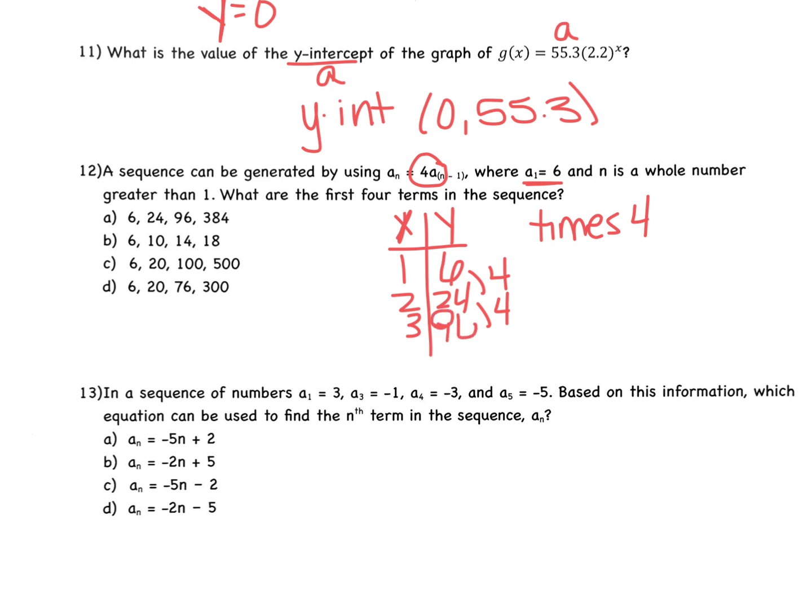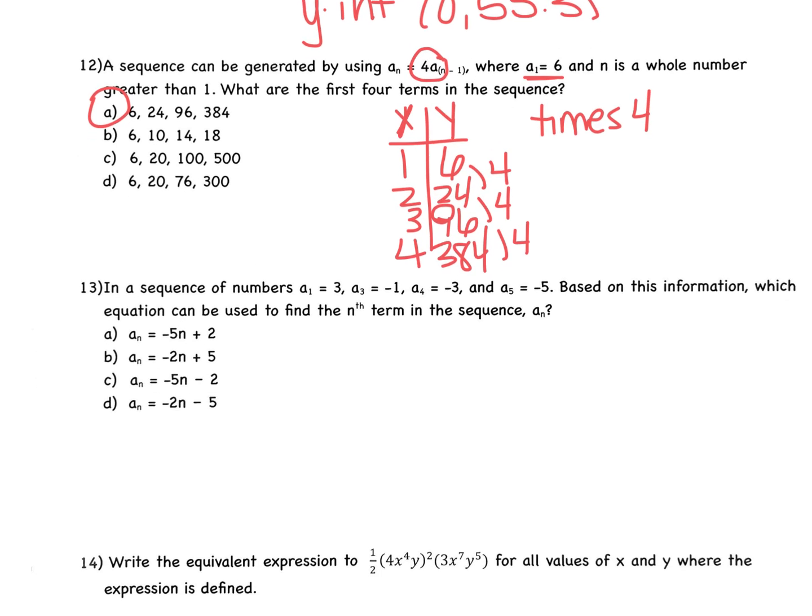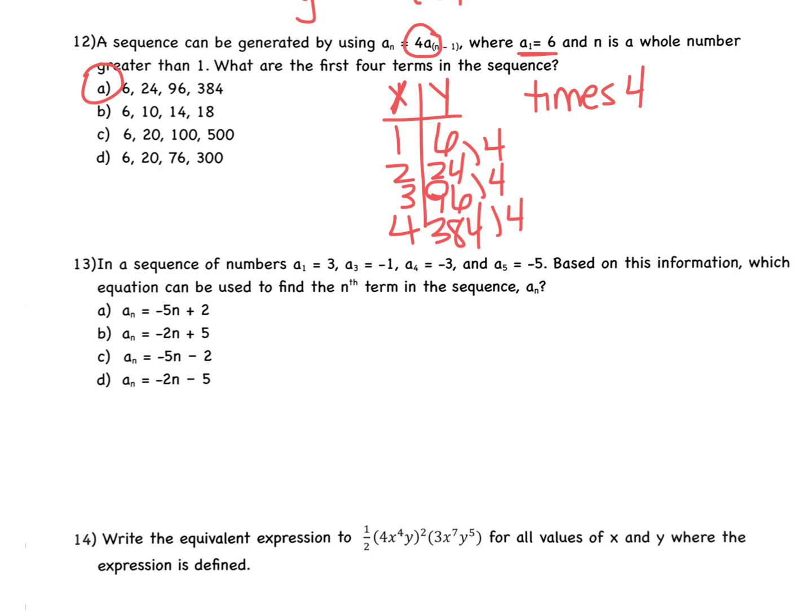And actually, at that point, we could pick our answer. You could keep going if you really wanted to. 96 times 4 is 384. So you just have to look at how it's written. There's no plus sign there or minus sign, so we know we're going to be multiplying.